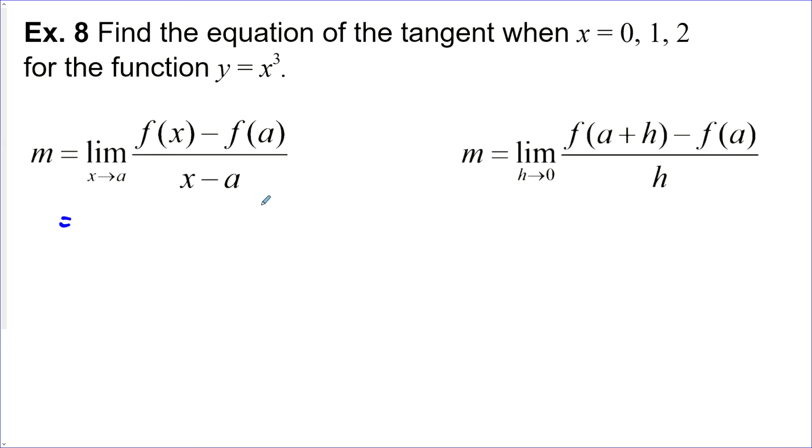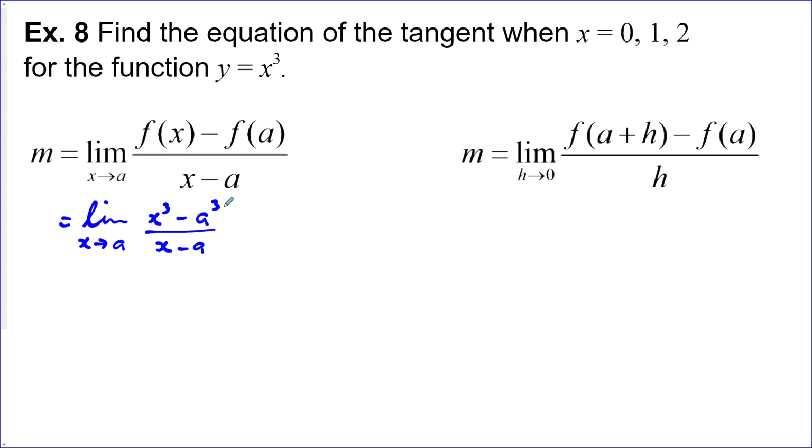So for formula 1 here, we have the limit as x approaches a, and I'm not going to put a in here, I'm just going to use a. Next we have f of x, so that would be x cubed, and we have minus f at a, so that would be a cubed. And this is over x minus a.